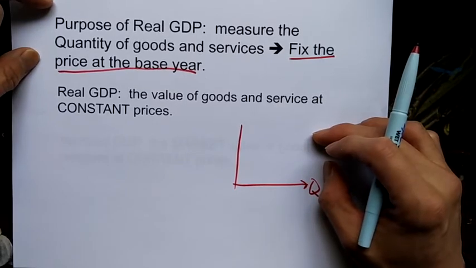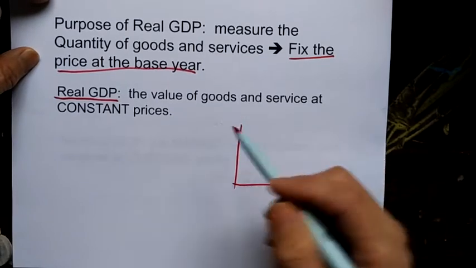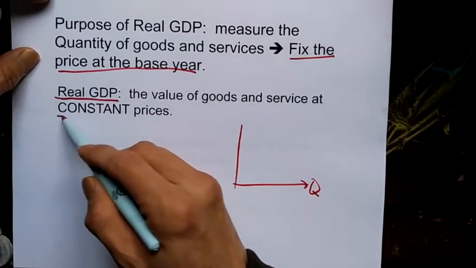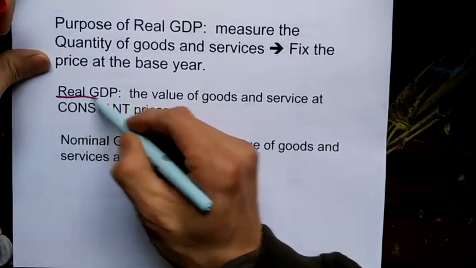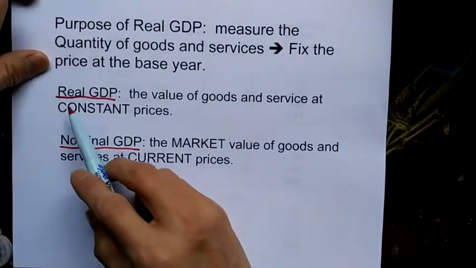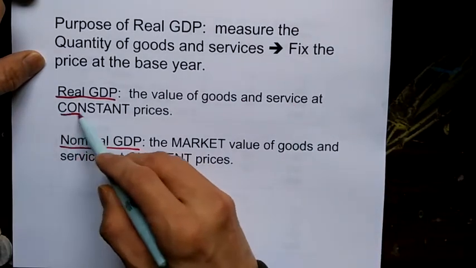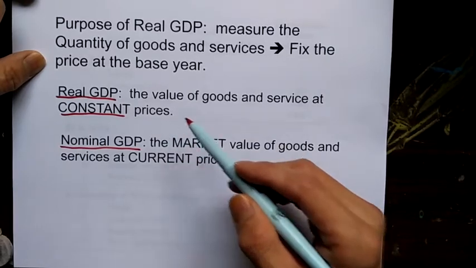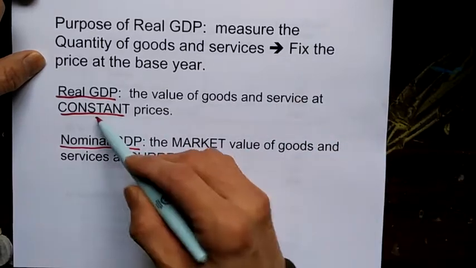Therefore, here, the definition. Real GDP is the value of goods and services at constant prices. That is, we don't change the prices. Now compare real GDP and nominal GDP. It's clearer. Real GDP, again, is the value of goods and services at constant prices. So we value all the goods and services in different years using the same prices.